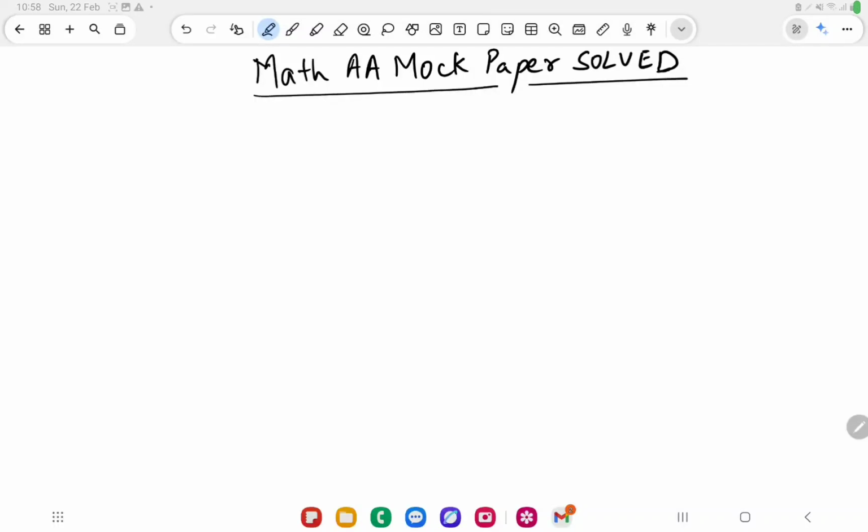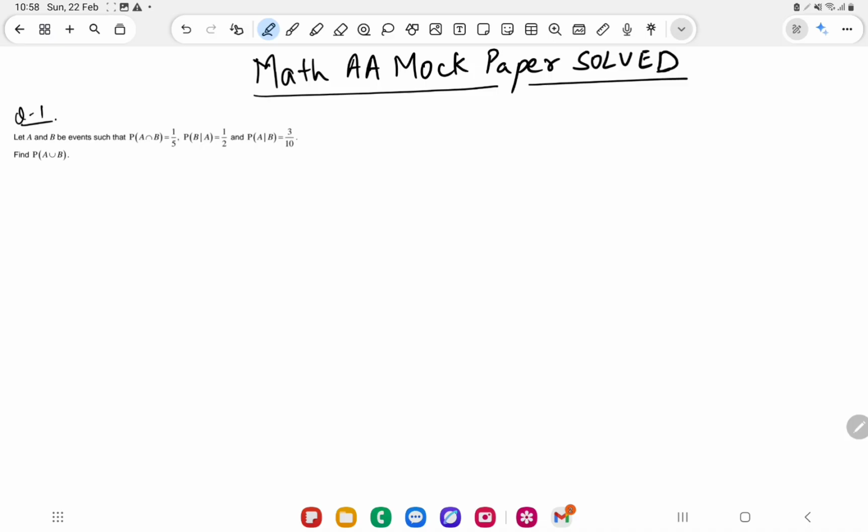If you are aiming for a 6 or a 7 in IB Math AA, this mock paper is exactly what you need. Welcome back to IB Mathology, your space for mastering IBDP mathematics. Today we are going to solve a carefully designed AA mock paper that combines multiple topics just like the real IB exam. So let's start with solving some mock questions.